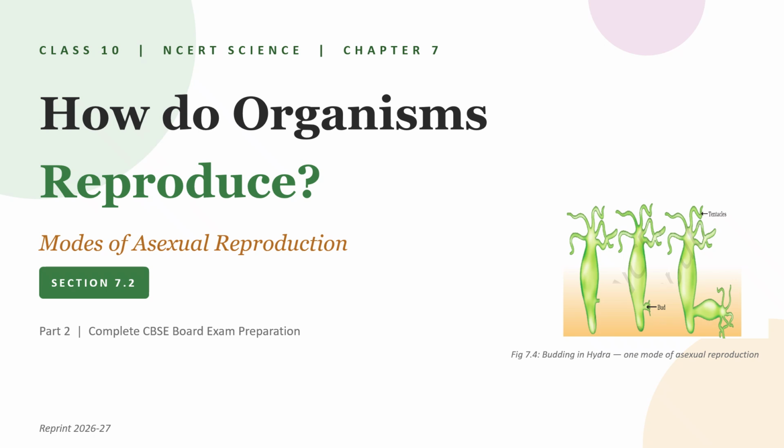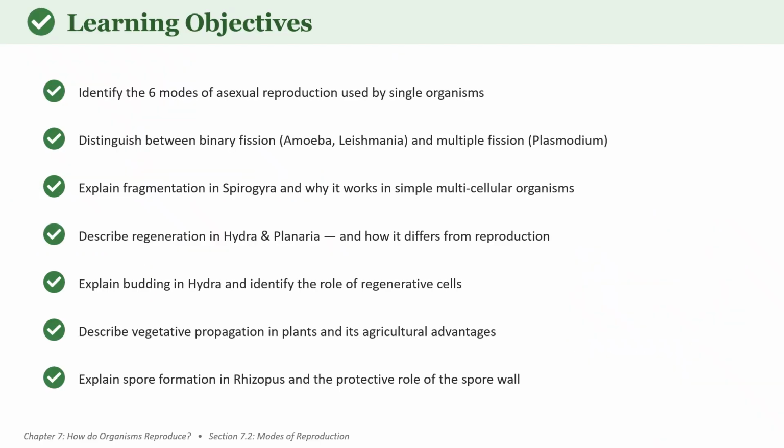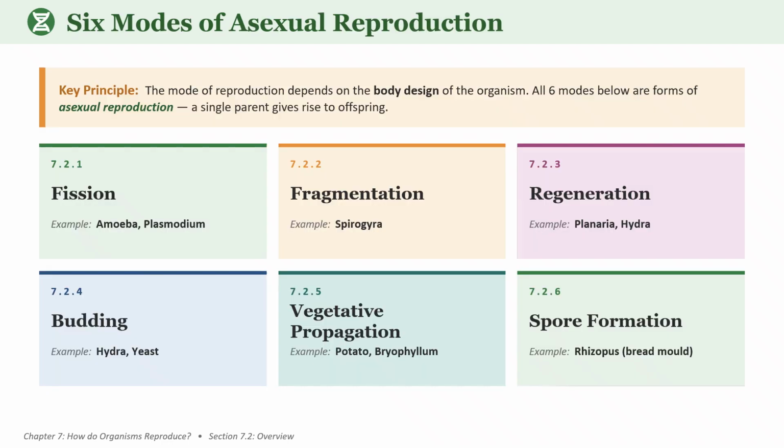Today we are going to see class 10 science chapter 7, how do organisms reproduce. In this we are going to see modes of asexual reproduction. So today we'll be learning about 6 modes of asexual reproduction used by single organisms, and we are going to study all the characteristics of all this asexual reproduction. Let's start with the topic.